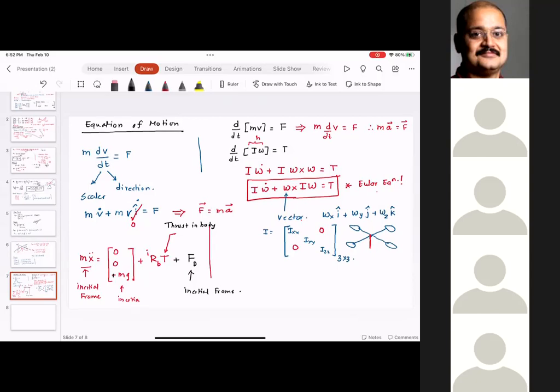So please understand, this equation is nothing but m x double dot, m y double dot, m z double dot. So basically, it's a vector equation. It has 3 rows. Everyone understood this? So summation of forces in x direction, summation of forces in y direction, and summation of forces in z direction. Everyone understood this?